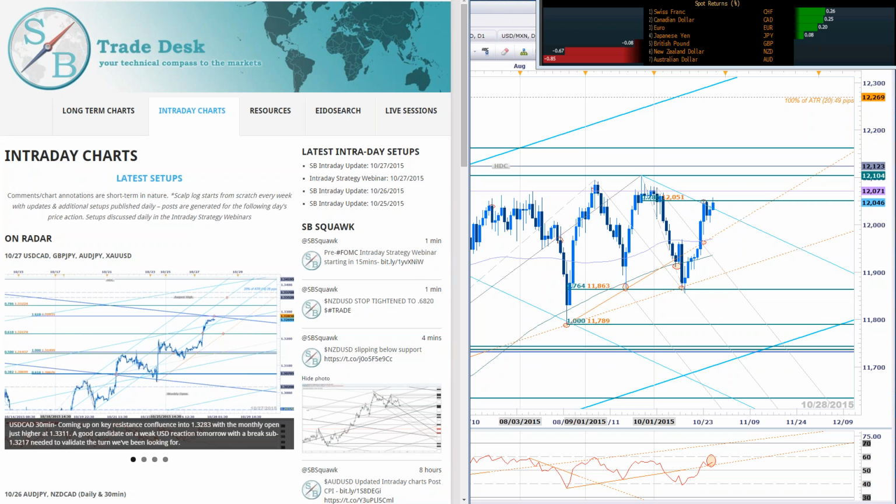There are focus pairs that we're looking at specifically on the commodity block: CAD, Kiwi, Aussie, all looking very interesting here. Dollar yen, of course, will be something that we're interested in. We talked about that yesterday here in the webinar. We actually put together some levels. Seems pretty appealing. We'll go over that setup again.